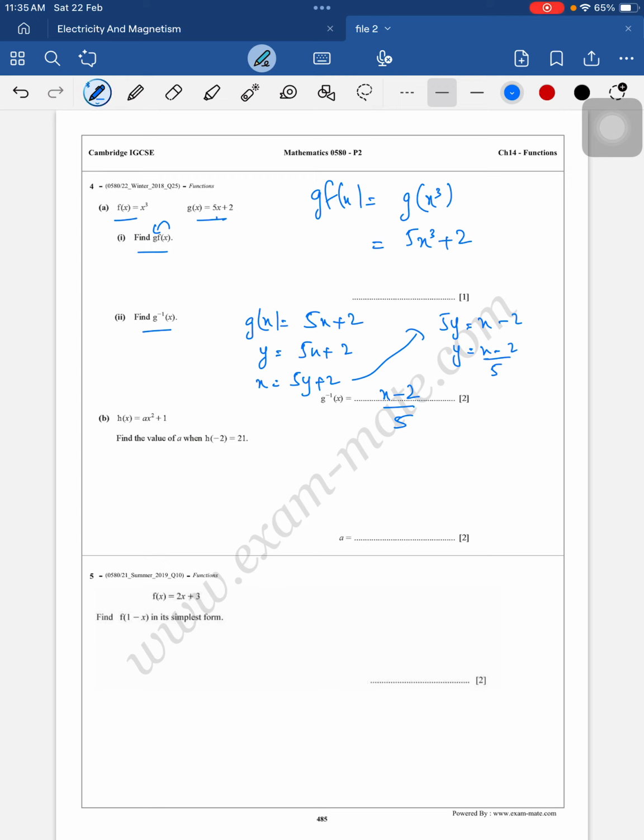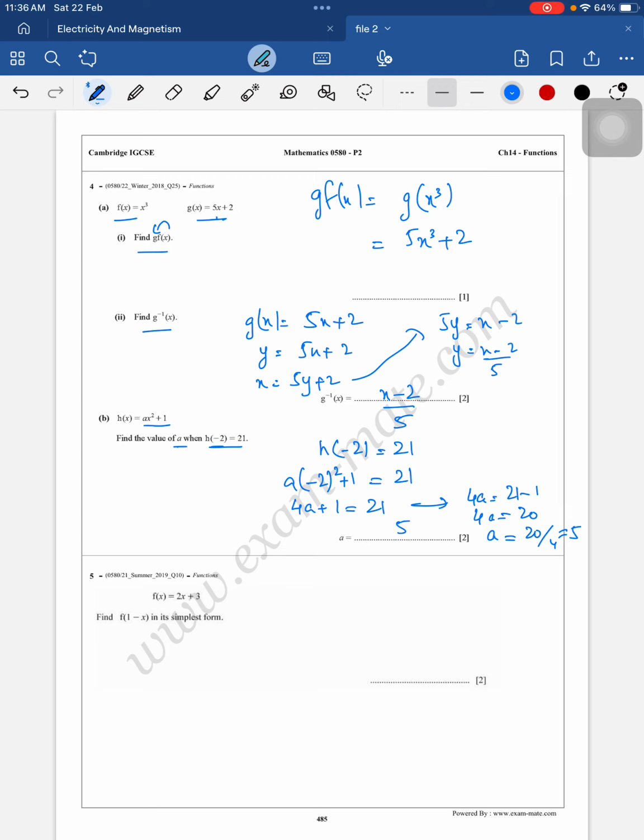Clear? Okay, part B. h of x is equal to ax square plus 1. Find the value of a when h of minus 2 is equal to 21. We are given an equation. h of minus 2 is equal to 21. So put the value minus 2 in the function h of x's variable. So a will remain as it is. In place of x I put minus 2 square plus 1 is equal to 21. 2 square is 4. So 4a plus 1 is equal to 21. Right? So 4a is equal to 21 minus 1, which is equal to 20. And a is equal to 20 upon 4, which is equal to 5.